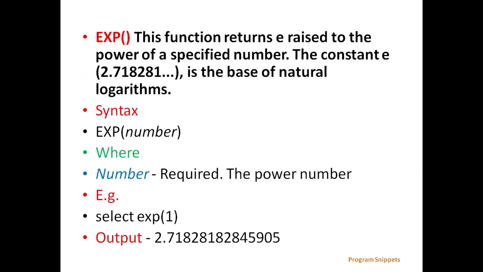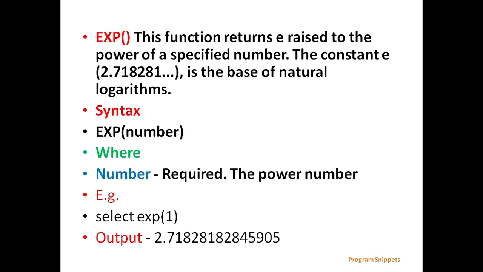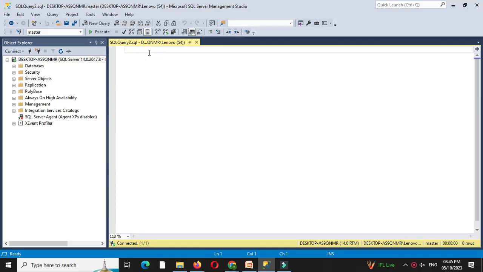Next is EXP. This function returns e raised to the power of a specified number. The constant e, whose value is 2.718281, is the base of natural logarithms. General syntax is EXP(number), where number is a required parameter for which the e raised power is to be found. For example, SELECT EXP(1) will give the output 2.71828182845905.